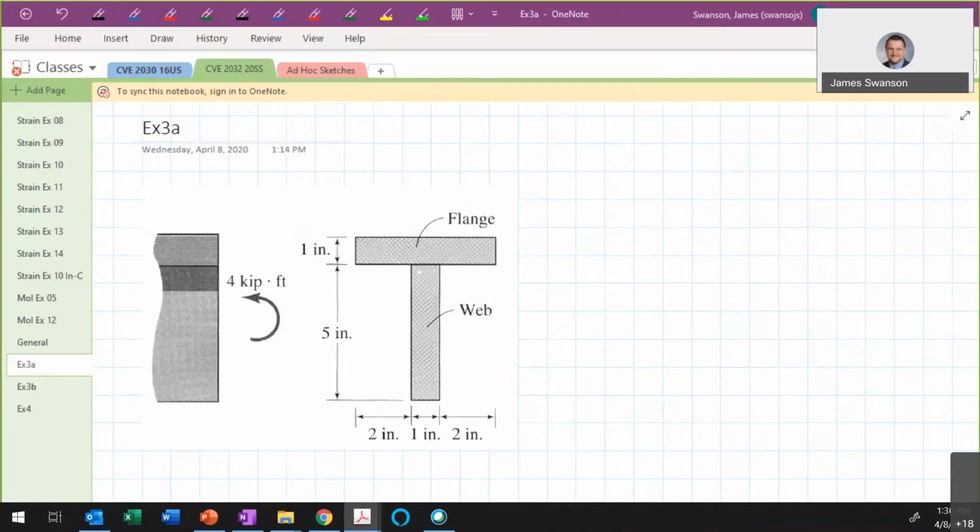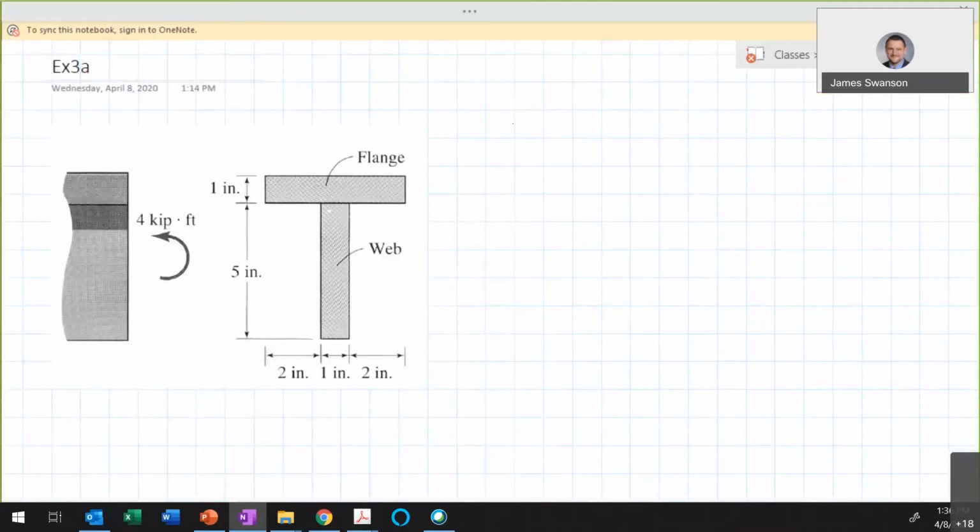If we're going to solve this problem, the first thing we need to do is identify the governing equations. The first one that we'll use is sigma equals, and I'll be formal about it, M times y divided by I. That begs the question: what are our axes? In this case, I'll call this an x-axis, and I'll call this my y-axis.